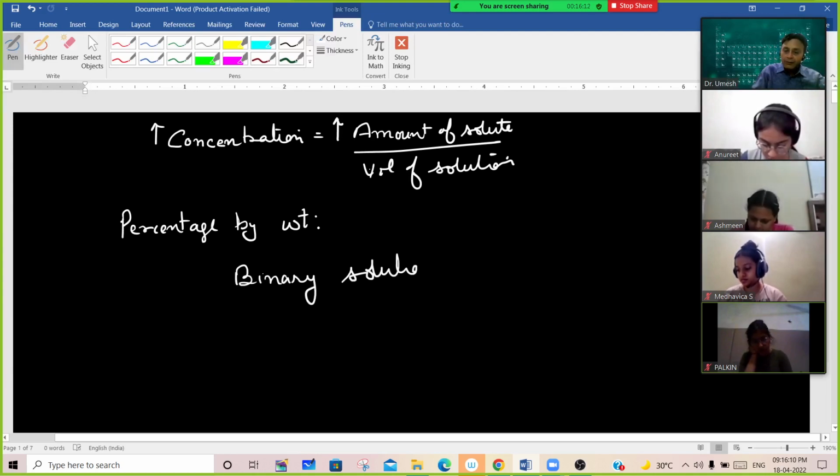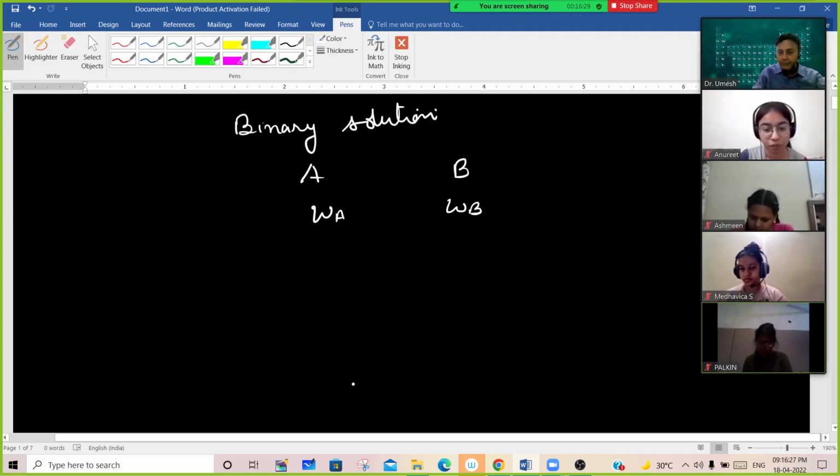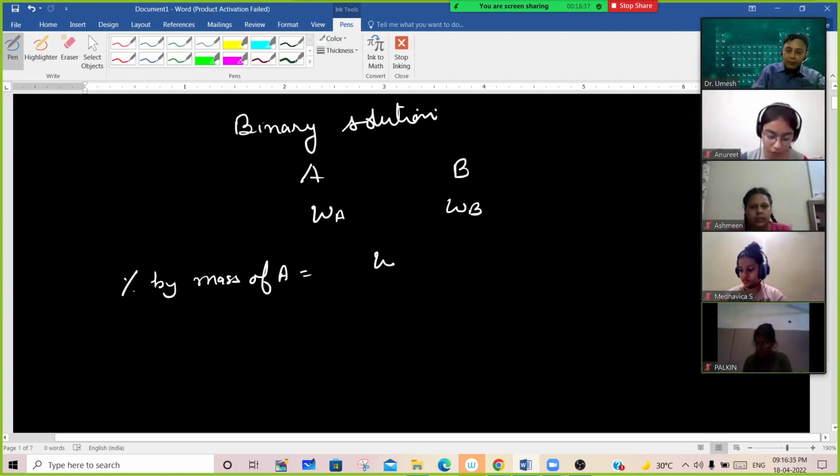Binary solution means made up of two components, A and B. Let it be water and sugar, or alcohol and carbon tetrachloride. Means two components. Weight of A, weight of B. So percentage by mass of A is equal to weight of one component upon total weight multiplied by 100. That's the meaning of the percentage by weight.